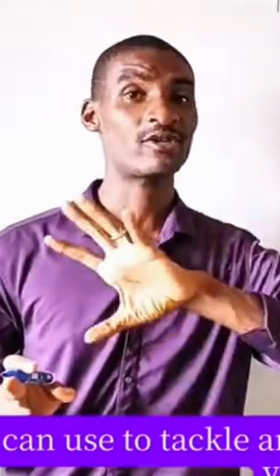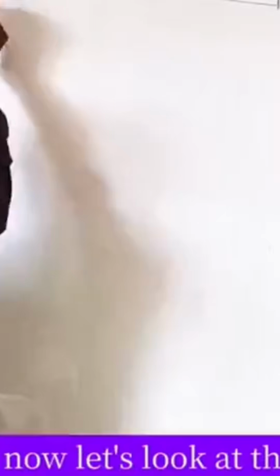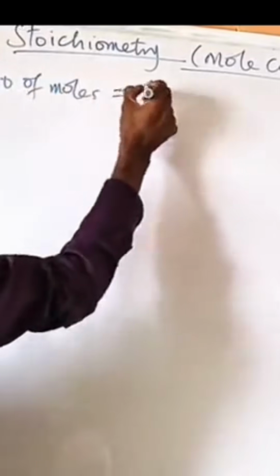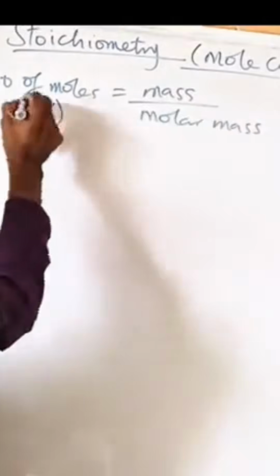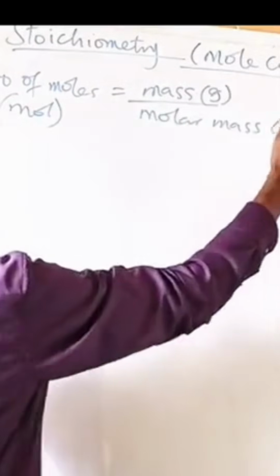I'll give you 5 equations that you can use to tackle any question that comes out in your stoichiometry. 5 equations. Now let's look at that. Number of moles equals mass over molar mass. The unit for number of moles is mole, mass is in gram, and molar mass is in gram per mole.